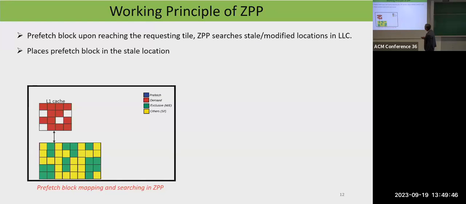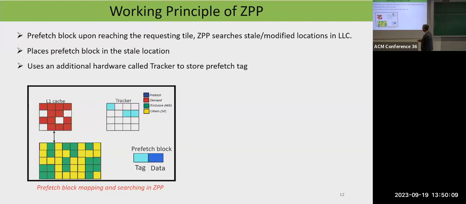So what is the working principle of ZPP? Prefetch blocks, upon reaching the requesting tile, search and find the stale modified locations in the last level cache and place the prefetch block in the stale location. So this is your L1 cache and you can see from the color coding, the green ones are the exclusive blocks. That means its copy is present in the L1 cache, but this value is no longer being required. Now to perform the bookkeeping, how do you coordinate that?